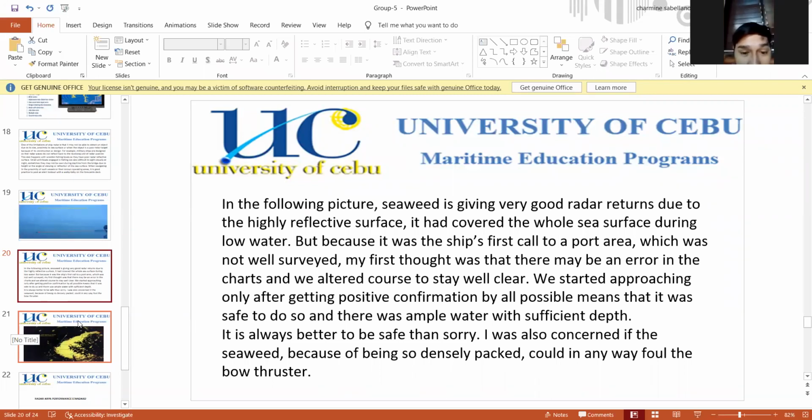The next is the illustration. In the following picture, seaweed is giving very good radar returns due to its highly reflective surface. It had covered the whole sea surface during low water, but because it was the ship's first call to a port area which was not well surveyed, my first thought was that there may be an error in the charts and we altered course to stay well clear.